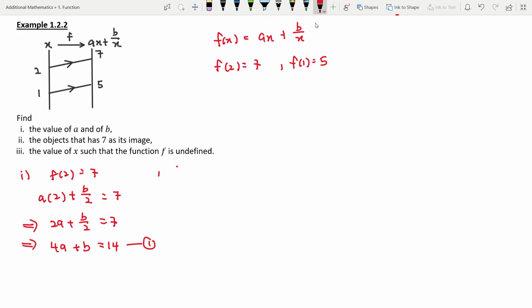For the next information, f(1) equals to 5. Same thing, substitute x with 1. We have a multiplied with 1, add with b over 1 equals to 5. We have a plus b equals to 5. This is our second equation.